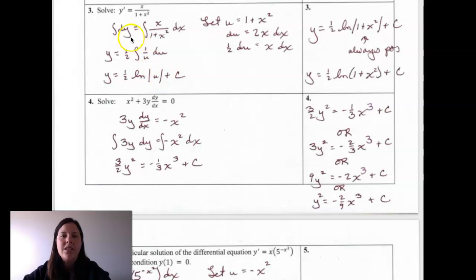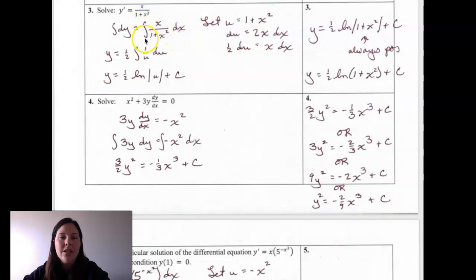Question 3, solving the differential equation. So I did 2 things at once. I replaced my y prime with dy dx, and then I multiplied by dx to separate my variables. You must show the step where you're separating your variables to get full credit for these equations.